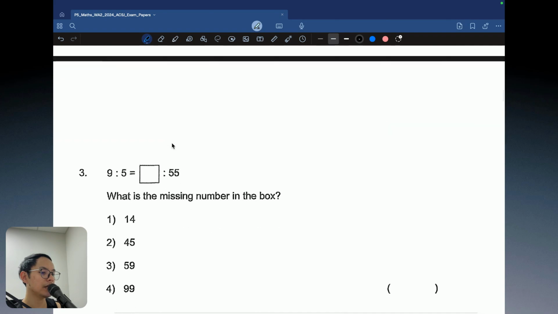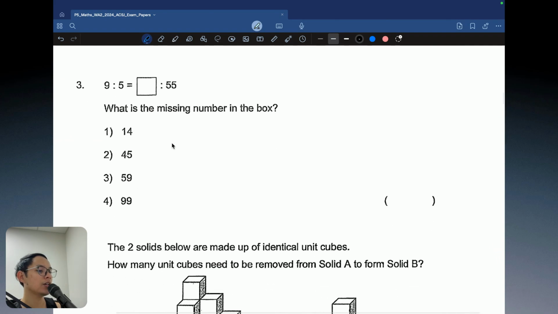Let's move on to the next question. This is a ratio question. You can think of it as a pattern question as well. So we have 9 is to 5. What is to 55? In this case, what multiplies 5 to become 55? If you don't know, then don't worry, we can always reverse engineer.